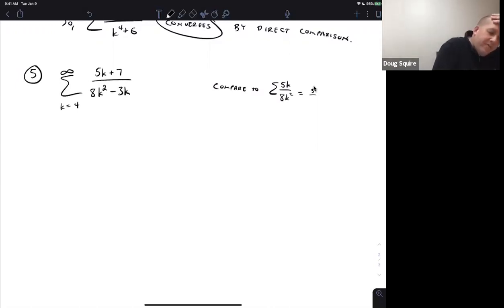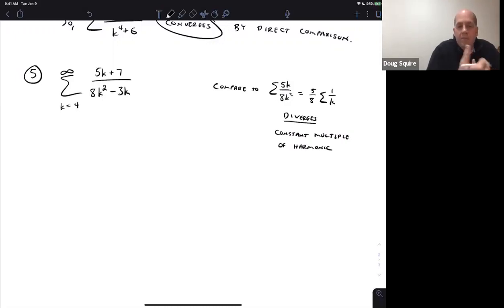We're going to pull the 5/8 out. And then k divided by k squared is the same thing as 1 over k. So we're going to rewrite it as 5/8 times the sum of 1 over k. We're going to say, okay, this series over here diverges. And our rationale is that it's a constant multiple of the harmonic series. Or you could say it's a constant multiple of a p-series where p is 1. Questions to there? You guys good?